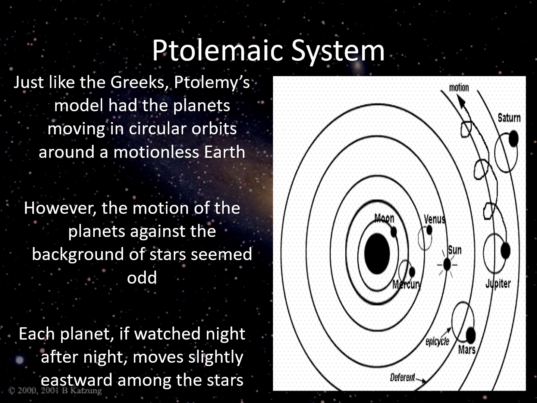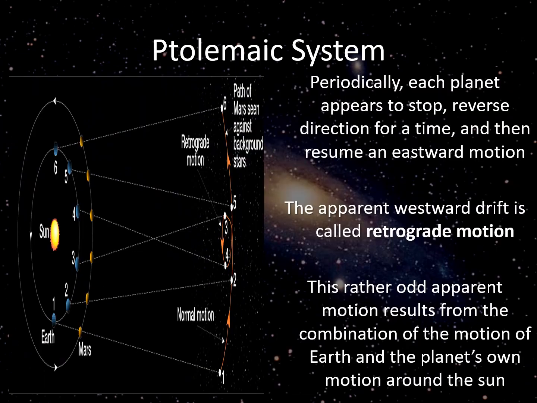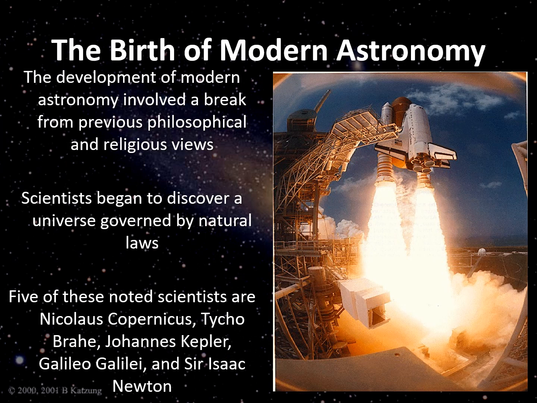However, the motion of the planets against the background of the stars seemed odd. Each planet, if watched night after night, moved slightly eastward among the stars. Periodically, each planet would also appear to stop and reverse direction for a time, and then resume in an eastward motion. This apparent westward drift is called retrograde motion, which I talked about. And this rather odd apparent motion results from the combination of the motion of the Earth and the planet's own motion around the Sun. However, Ptolemy's model accounted for something else.